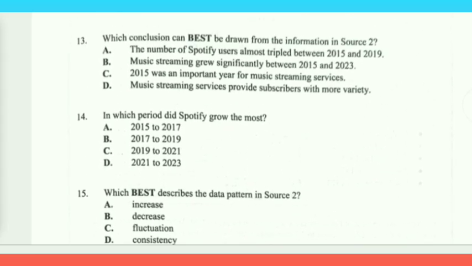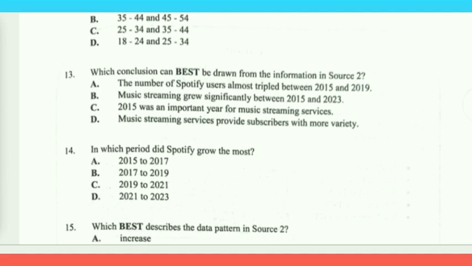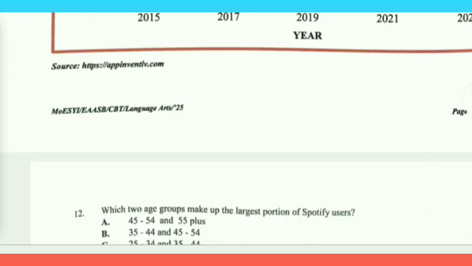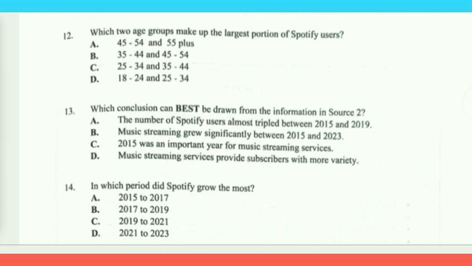Almost tripled between 2015 and 2019. It's more than tripled, because 2015 is 91 and by 2023 it's almost 5 times, going on 6 times. All right, more than tripled. And it says almost tripled, so it can't be A.